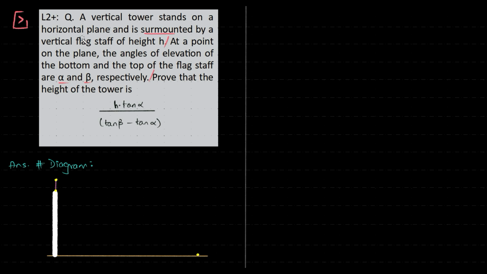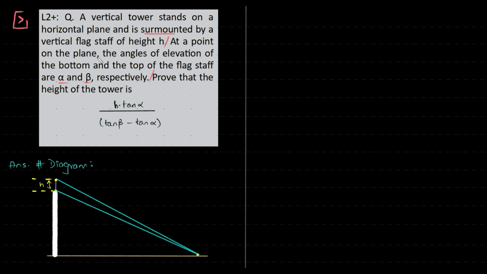The vertical tower stands on a horizontal plane. So this is your plane, this is your tower. Surmounted means what? Placed on. So it's placed on the tower. On the tower we have a flag, right, which is of height h. So this length is of height h. And then we have this particular line of sight, and this is another line of sight. So there are small variations obviously. We have alpha and beta at the top.